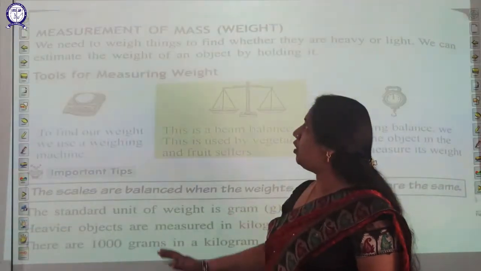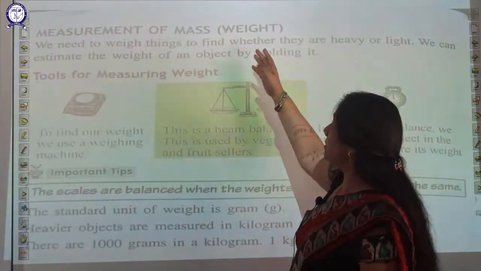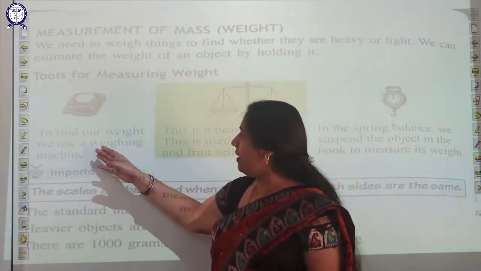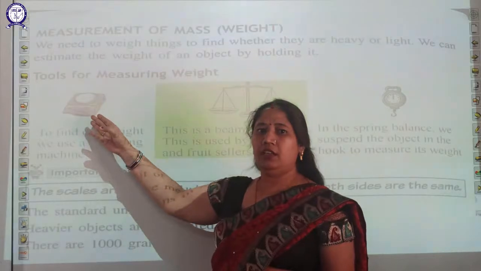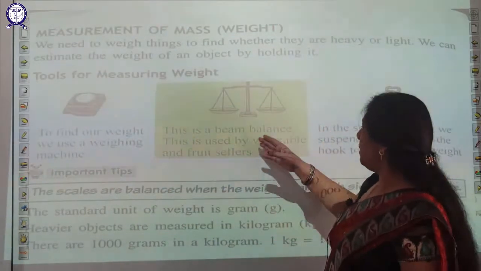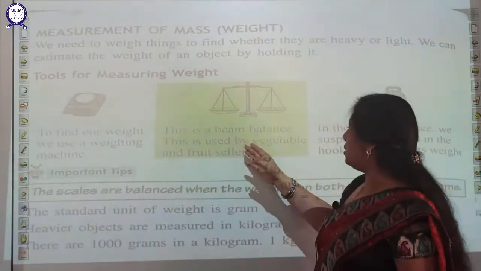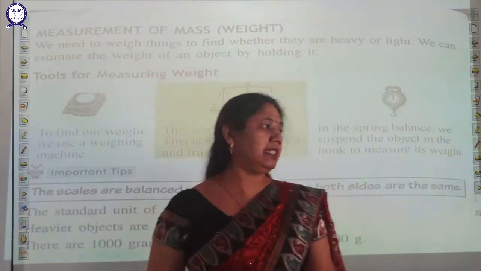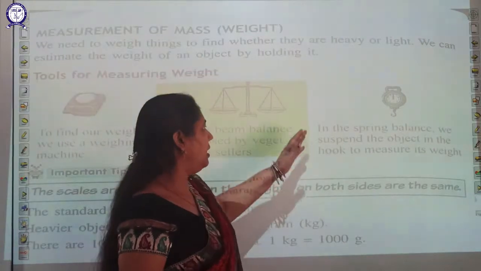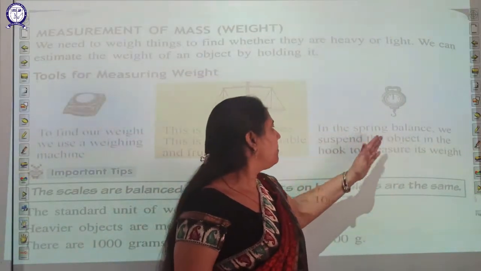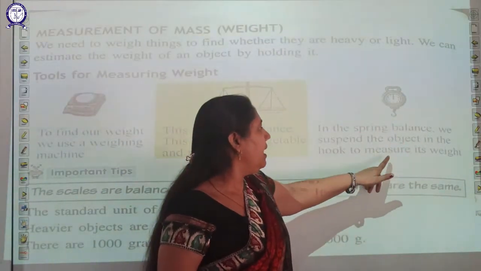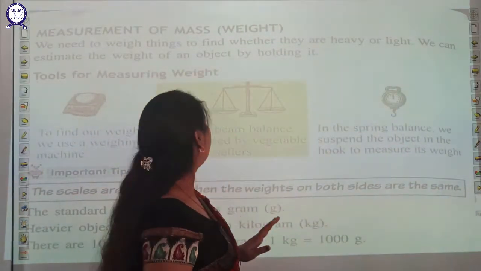Come to the next module, measurement of mass. Mass means weight. So to find our weight, we have to use a weighing machine. This is a beam balance that is used by a vegetable seller or fruit seller. In the spring balance, we suspend the object in the hook, that is a hook, and measure its weight.